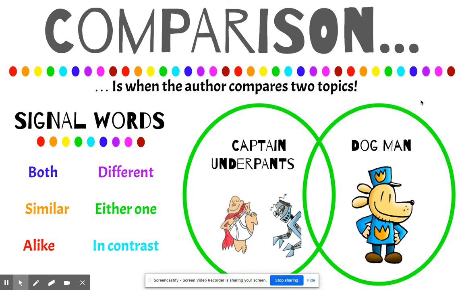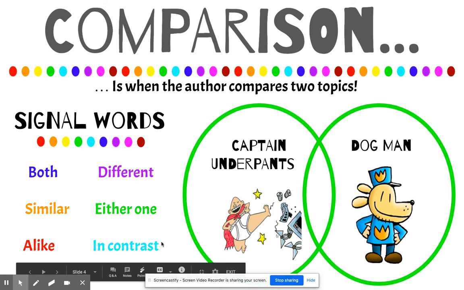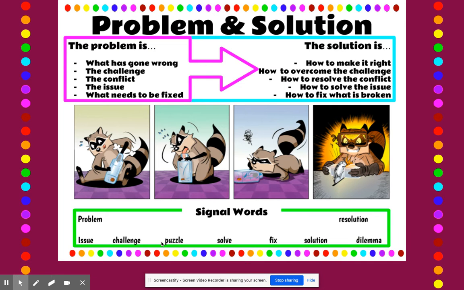We know that comparison is when an author is comparing two topics. Okay, I'm going to see signal words like both, similar, alike, different, either one, in contrast. Problem and solution, I know there is a problem, and then the author is going to tell me how to fix it. In this structure, oftentimes we get this confused with cause and effect.